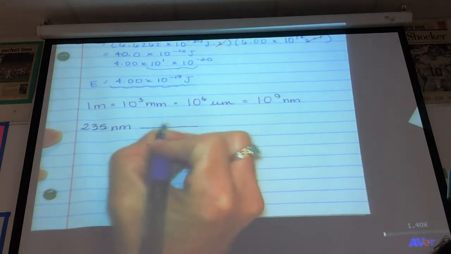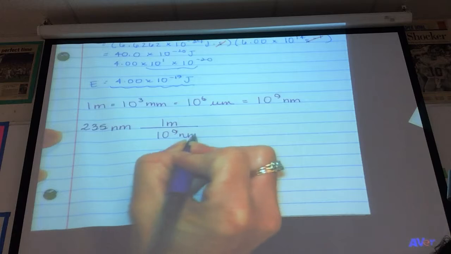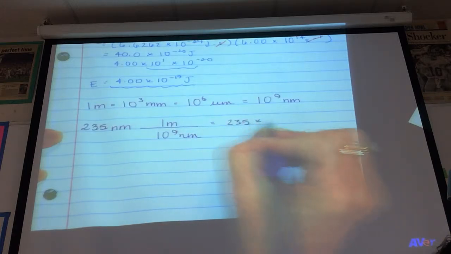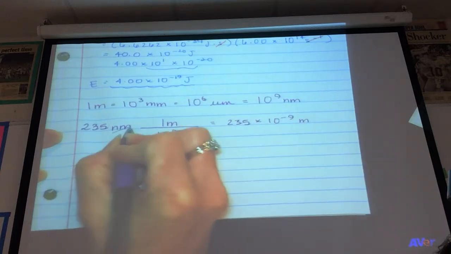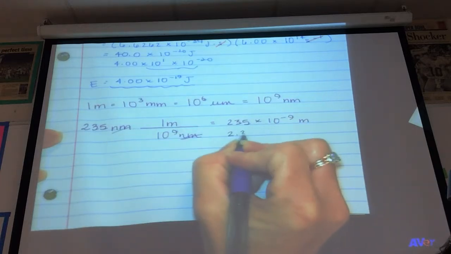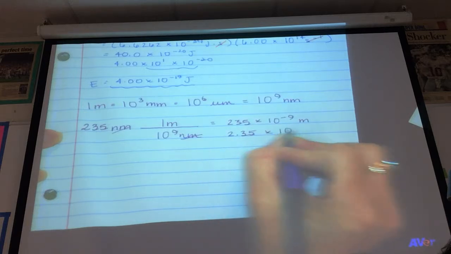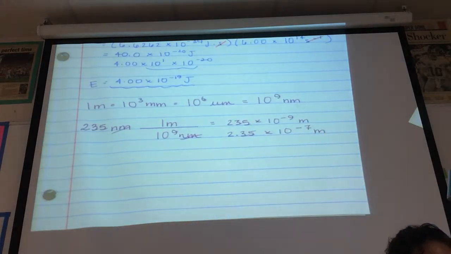So, if you don't see how to get meters, we mentioned this the other day, 235 nanometers, when you want to convert to meters, 1 meter is 10 to the 9th nanometers. Even without a calculator, that'd be 235 times 10 to the negative 9th meters. Nanometer cancels, is 2.35 times 10 to the negative 7 meters. Easy conversion can be done without a calculator. You've just got to watch your math. Careful.